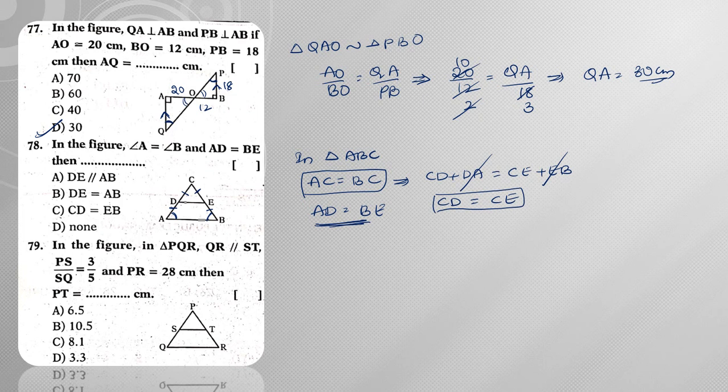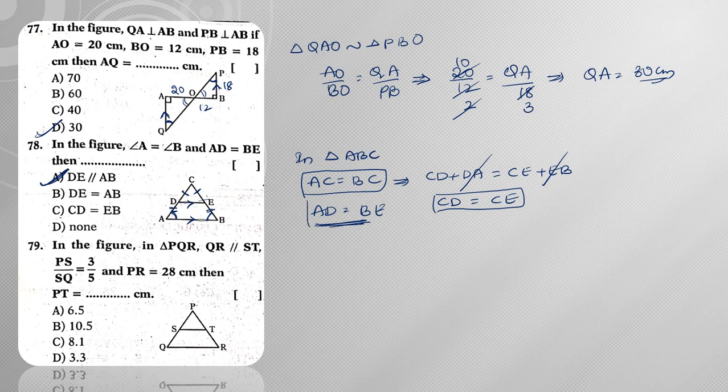Right? Now, one more thing. This part will be equal to this part, and these parts are equal. So clearly, this particular line DE is dividing the two sides in the same ratio. Then what can I say? DE is parallel to AB. That is the only option we can write here.